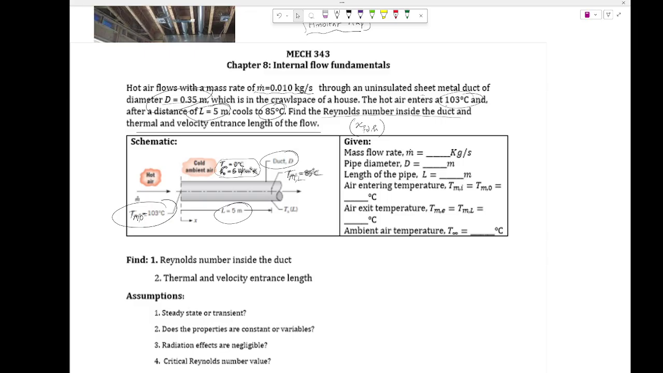Everybody got it? So once you have the Reynolds number, they are asking you to find the velocity and thermal boundary layer. Now, those two equations, you have done for external flow. You haven't done them for internal flow. I'm going to give you those two equations. All right? Good so far?